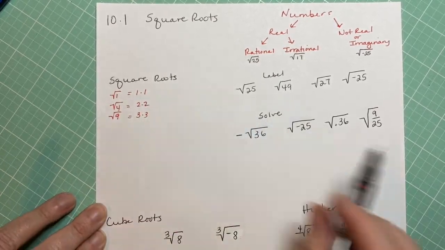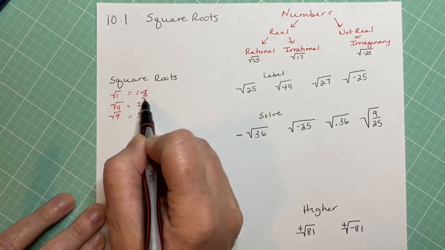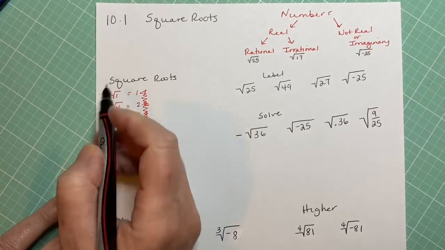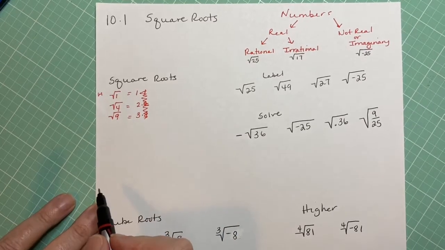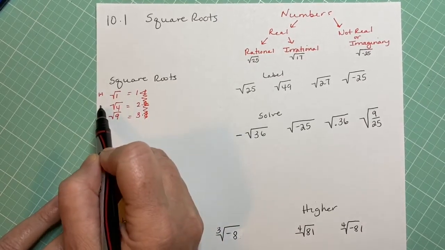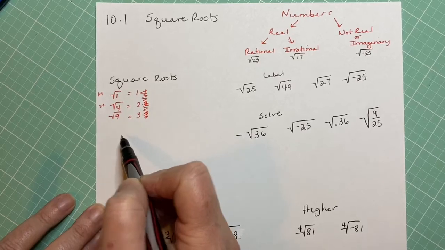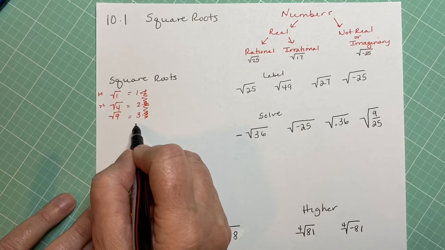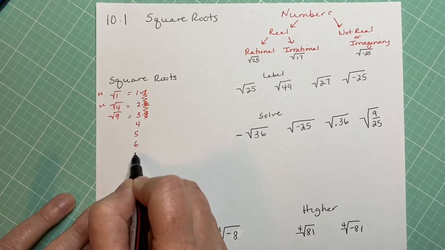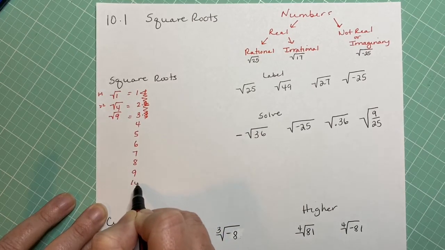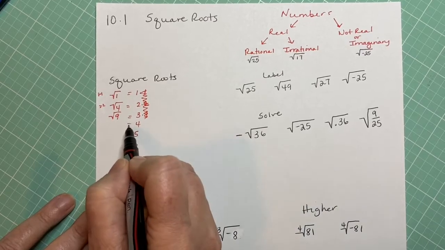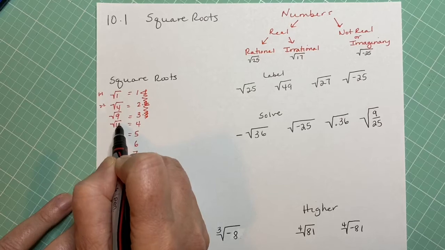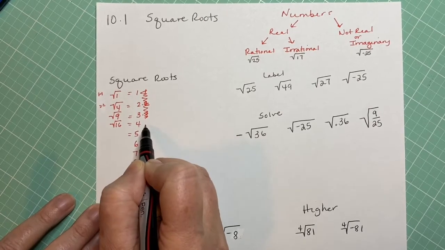Actually, I'm doing these backwards. Let's mark this out. So the square root of 1 is 1 because 1 times 1 is 1. The square root of 4 is 2 because 2 times 2 is 4. The square root of 9 is 3 because 3 times 3 is 9. And so you can get these by just listing your numbers, and you could keep going on into infinity and squaring them. So 4 times 4 is 16, so the square root of 16 is equal to 4.